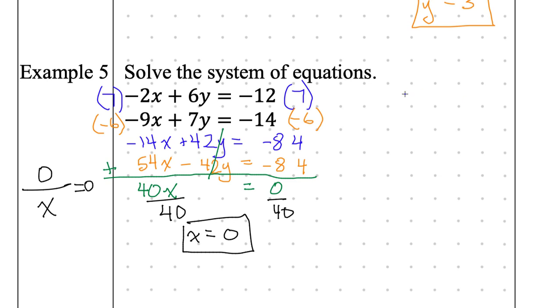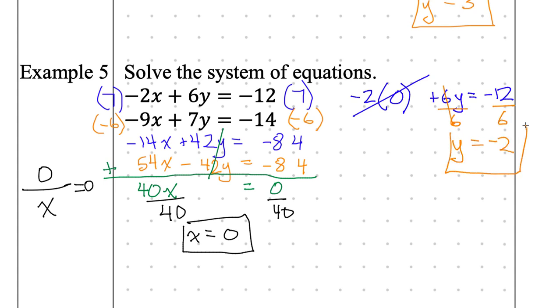From here, I'm going to plug back 0 in for either of these two equations. I'm just randomly going to do the top one. So I'm going to say this is -2 times 0 instead of x. Now I'm substituting that 0 in for x, plus 6y is equal to -12. And that's just gone because 0 times -2 is just 0. So I'm now going to divide both sides by 6. Divide both sides by 6. And now y is equal to -2. And there's our final answer.